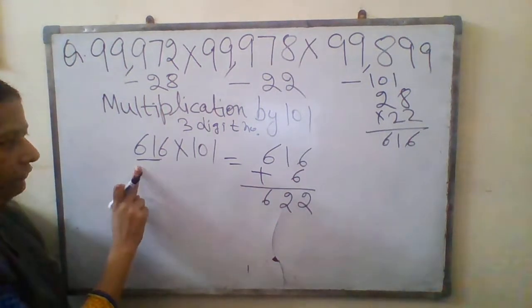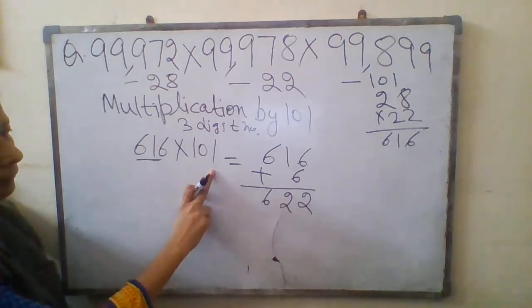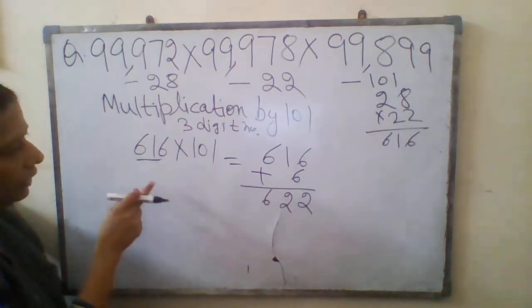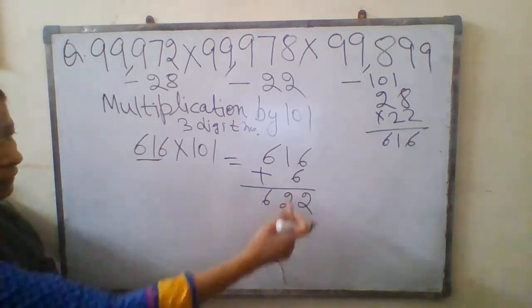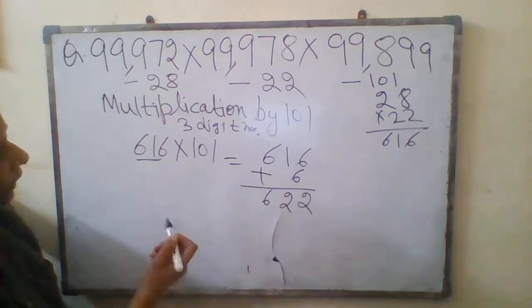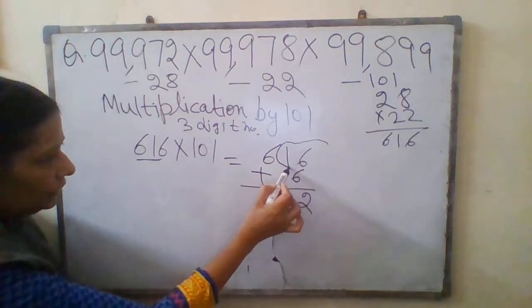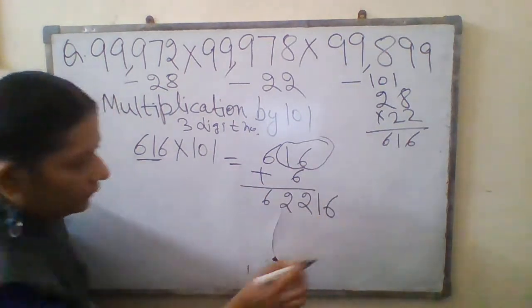Basically you have to multiply 616 by 101, but I am going to tell you the Vedic maths trick: how can you multiply a 3-digit number with 101. First you look at the number. This is 616. Now you add your first number with this and you look at the number. What are the last two numbers here? 16. Okay, this 16 is the last two numbers. So you will write down this 16 here.